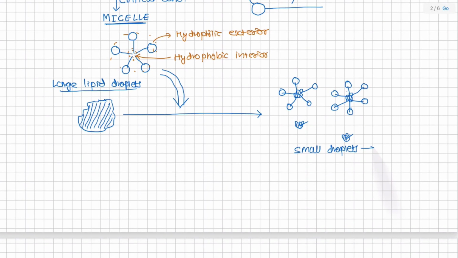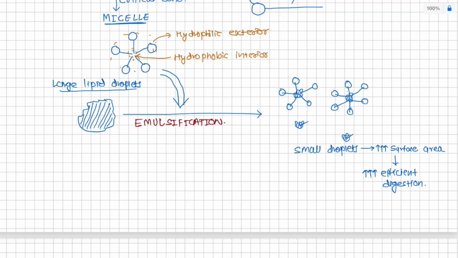This significantly increases the surface area of lipid particles. Remember, digestive enzymes are water soluble and can only access the surface. More surface area means much more efficient digestion. This entire process is called emulsification.